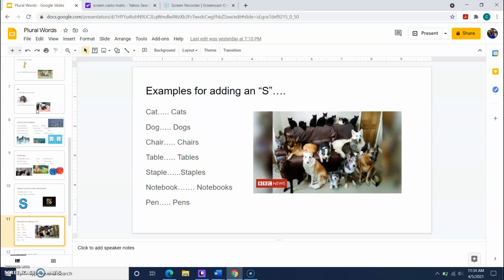Okay, examples for adding just an S. Cat would be cats, so we're just going to add an S to that. Dog would be dogs. Chair would be chairs. Table would be tables. Staple would be staples. Notebook would be notebooks. Pen would be pens. All right. Go ahead to the next slide.